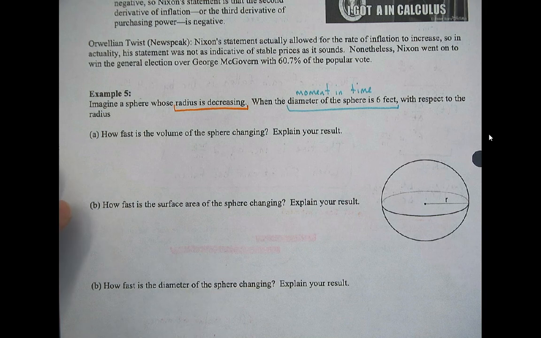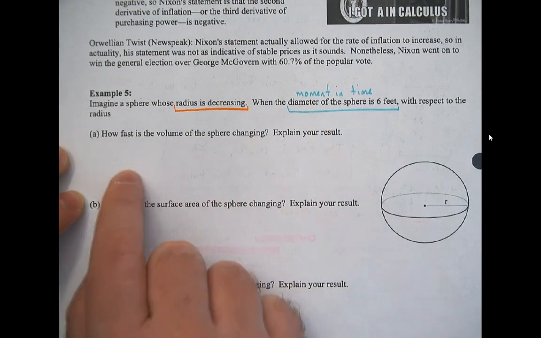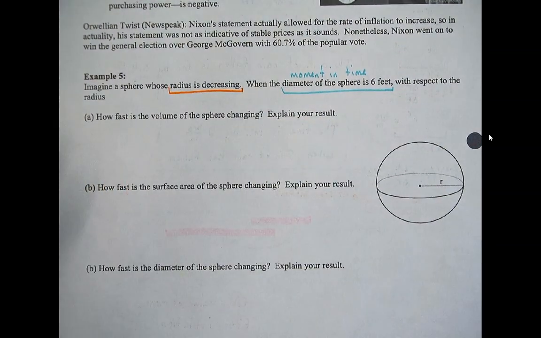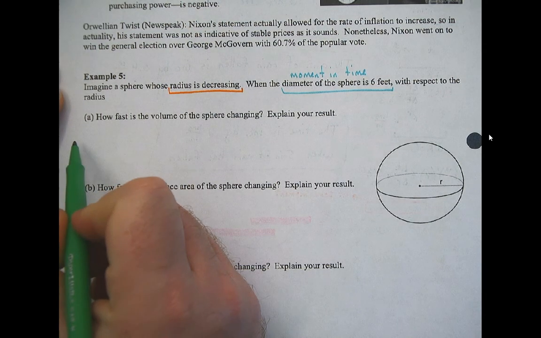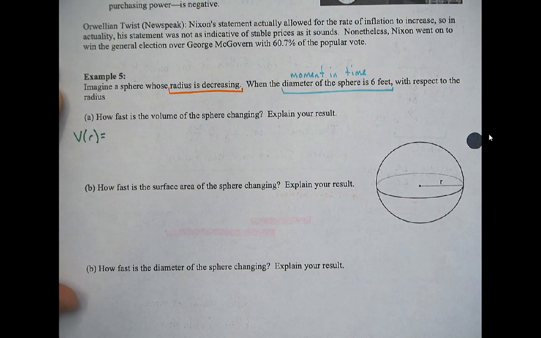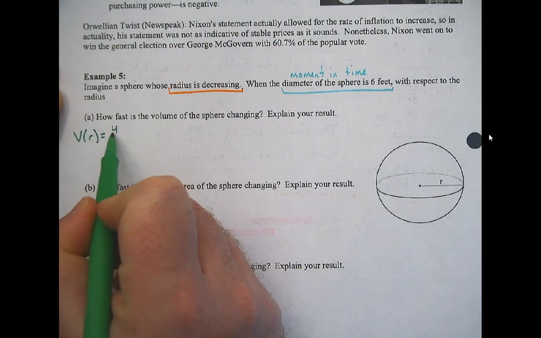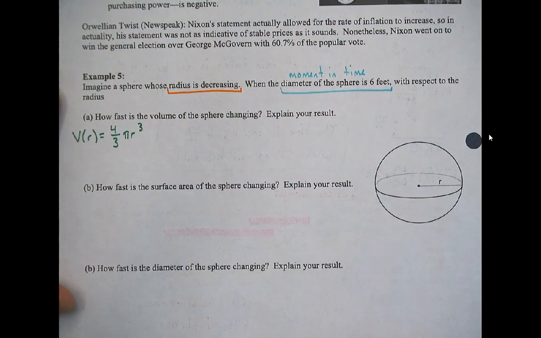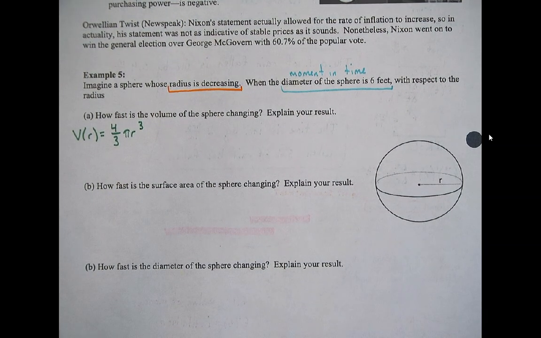Okay, so how fast is the volume of the sphere changing? Explain your result. Explain your result usually just means do a little write-up at the end. How fast is the volume of the sphere changing? Well, what do we need to know if we want to figure out anything about the volume of the sphere? Hopefully you said we need to know the volume formula for a sphere. This is worth memorizing. Volume is based on radius. Volume is equal to 4/3 pi r cubed. I don't think I will give that to you. If I remember correctly, I usually have you memorize this one.